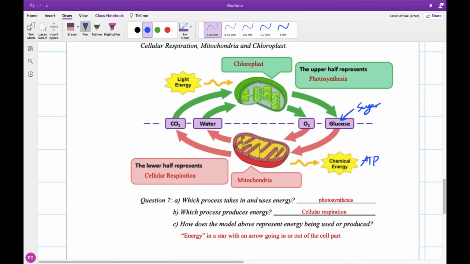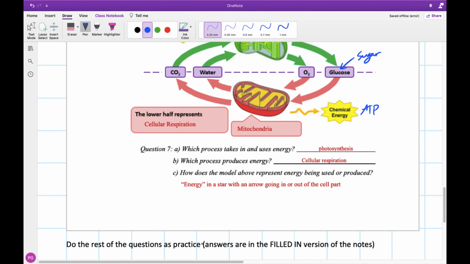So the process that takes in and uses energy is our photosynthesis. Notice the light energy comes in and gets used to create sugar and oxygen. Whereas cellular respiration produces energy by taking in sugar and oxygen and creating carbon dioxide and water. And the way that this model represents the energy is that the star right here and the little squiggly arrow going out of the cell when it produces energy or into the cell when it's absorbing energy. So here we consume energy. This process produces energy.